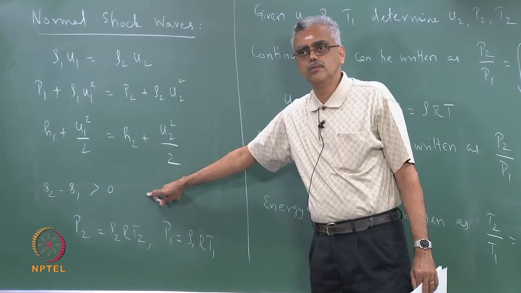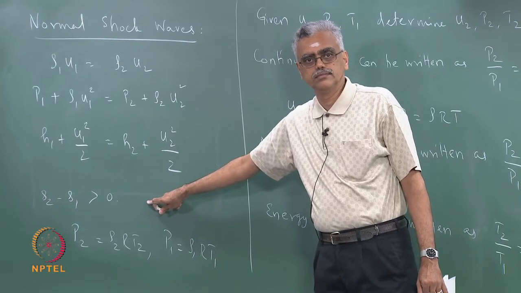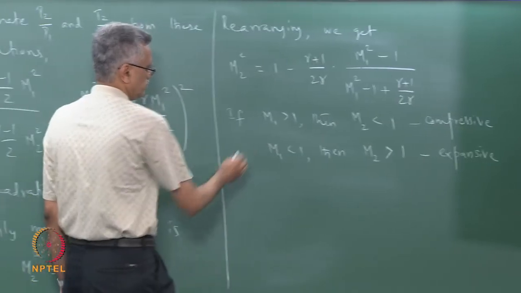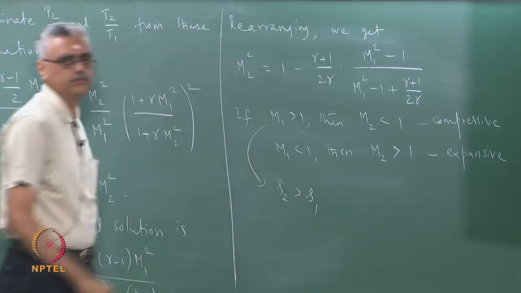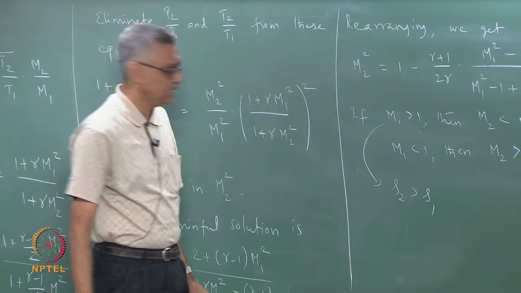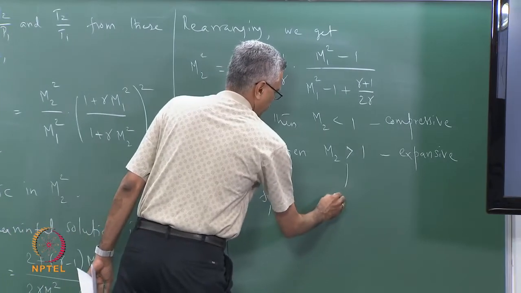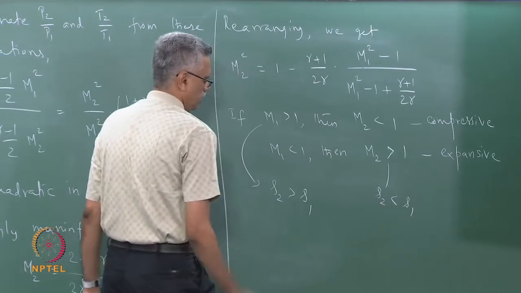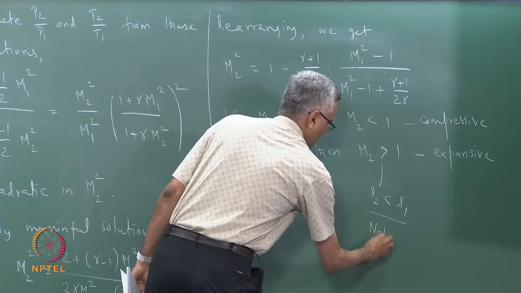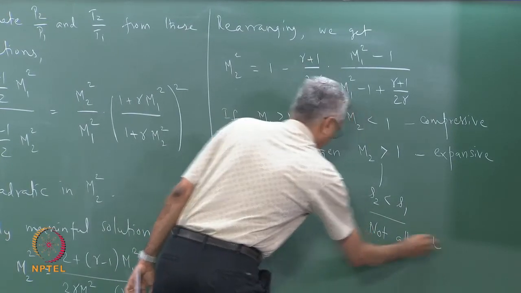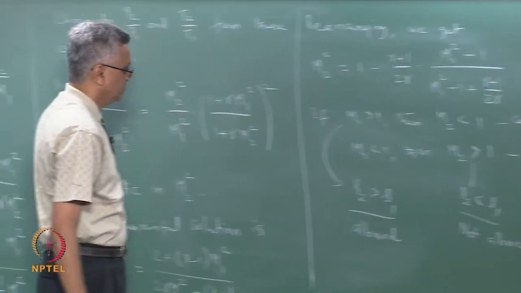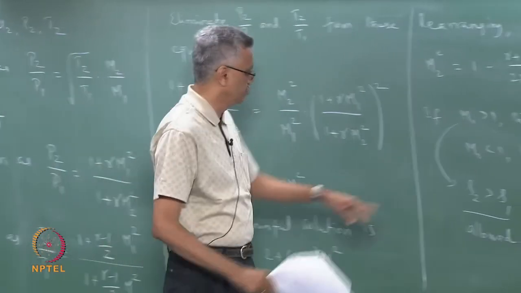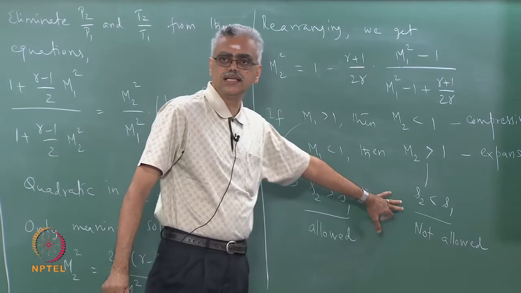Remember, this also must be satisfied. If you apply this condition, then it turns out that for the first solution S2 is greater than S1, so that is allowed. For the second solution S2 is actually less than S1, so this is not allowed by the second law of thermodynamics. With a little bit of algebra, you can easily show that S2 is greater than S1 for this case and S2 is less than S1 for this case.